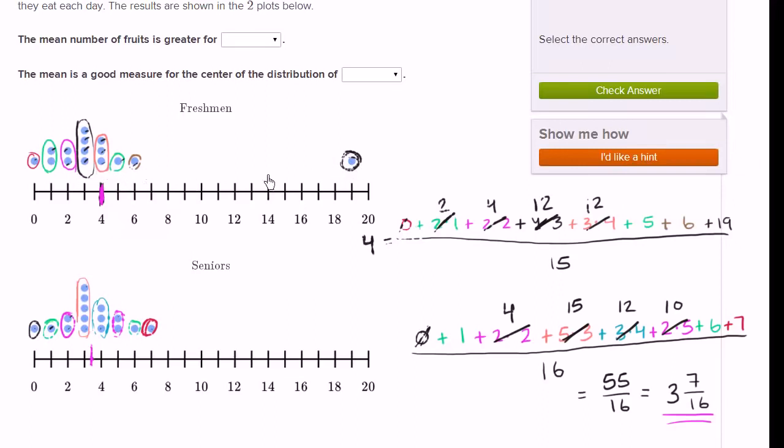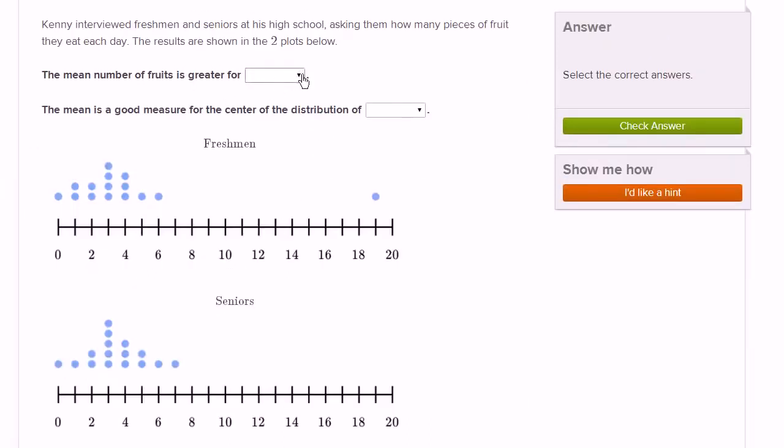That wouldn't be the effect on the median, because the median is the middle number. Even if you change this 1 point all the way out here, it's not going to change what the middle number is. So the mean is more sensitive to these outliers, to these points that are really high, really low. Because the seniors don't seem to have any outliers like that, I would say that the mean is a better measure for the center of distribution for the seniors. So let's fill both of those out. The mean number of fruit is greater for the freshmen, and the mean is a good measure for the center of distribution for the seniors.